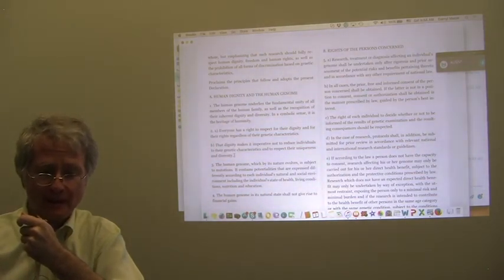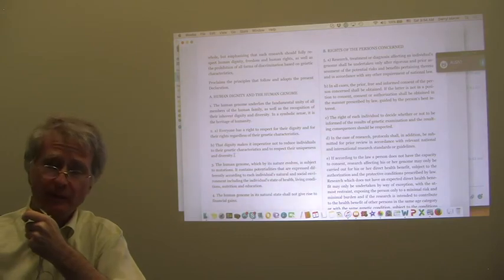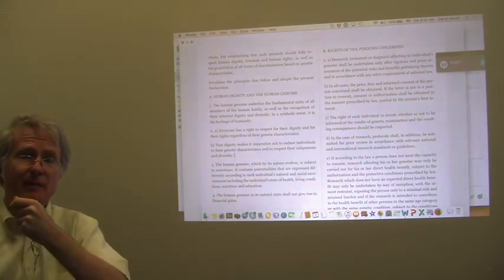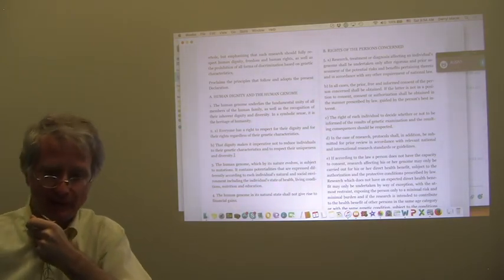So human dignity, or genetic dignity, means we shouldn't reduce people. It also means, of course, we can't reduce people to their gender.